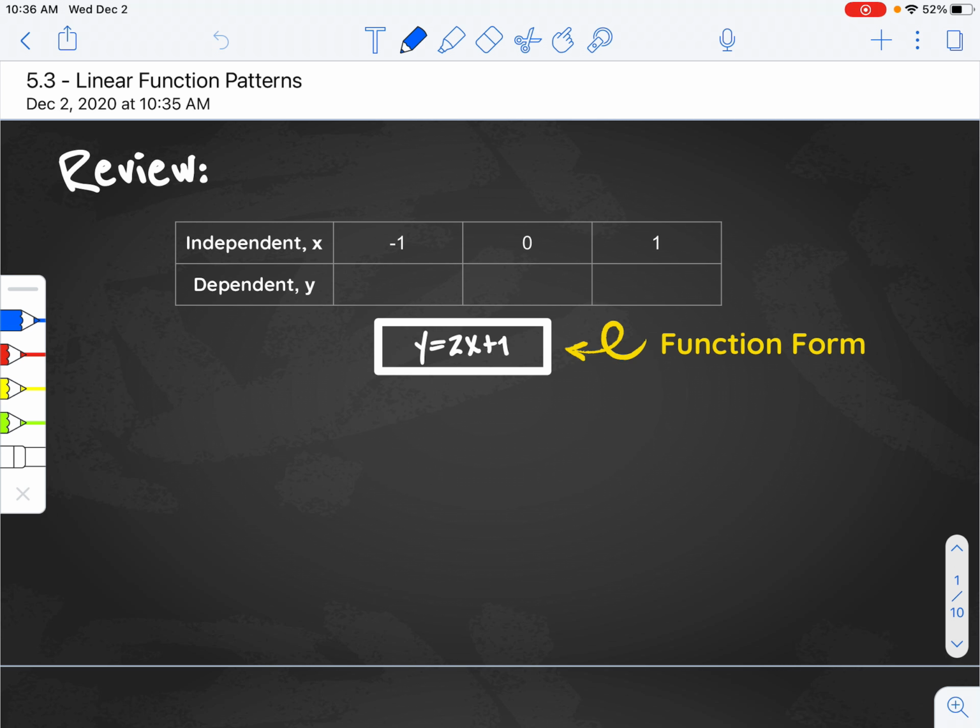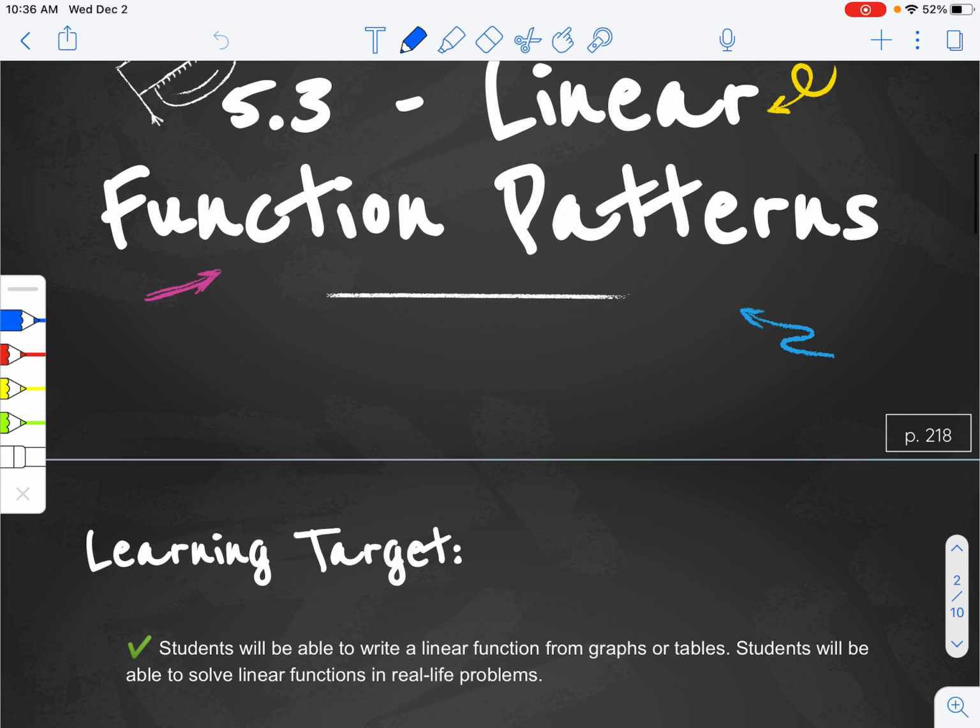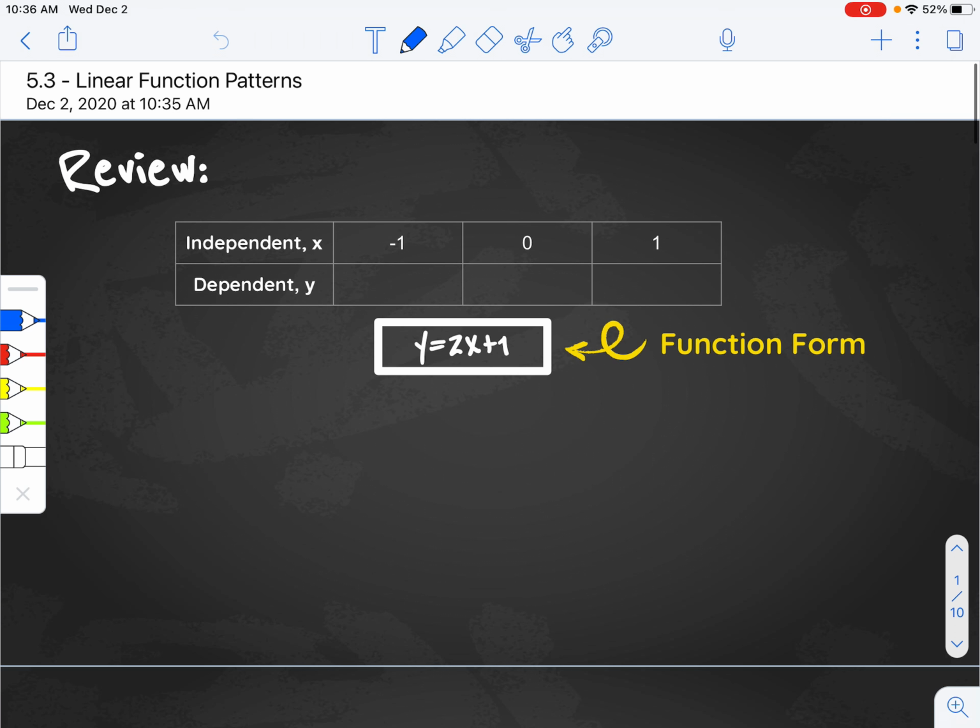Today we will be looking at section 5.3, and that's going to be on page 218 in your book. Before we do that, I want to do a little bit of a review of what we've talked about so far and something that I mentioned, but we didn't spend a lot of time on. So, a little bit of a review.